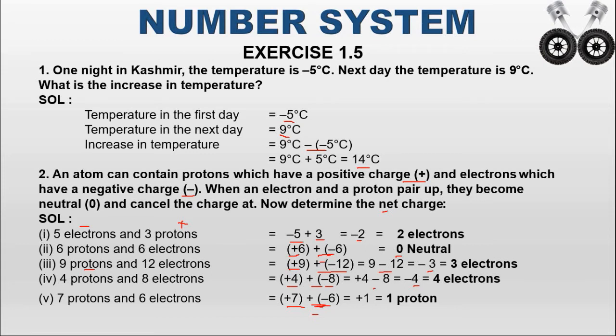Again we have two integers with different signs, which means you have to subtract. So 7 minus 6, the answer is 1. The biggest number is 7, so the sign for the 7 is the positive sign. So I write it as plus 1. The plus 1 is denoted for proton, so it can be written as 1 proton.